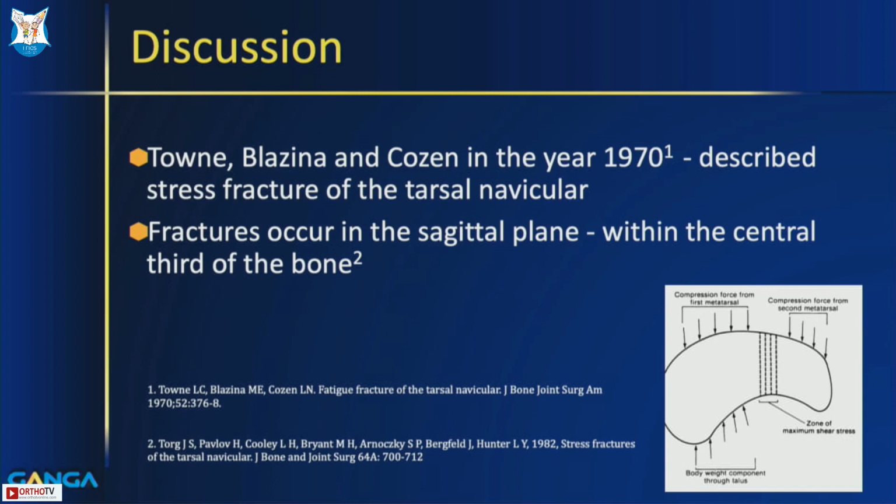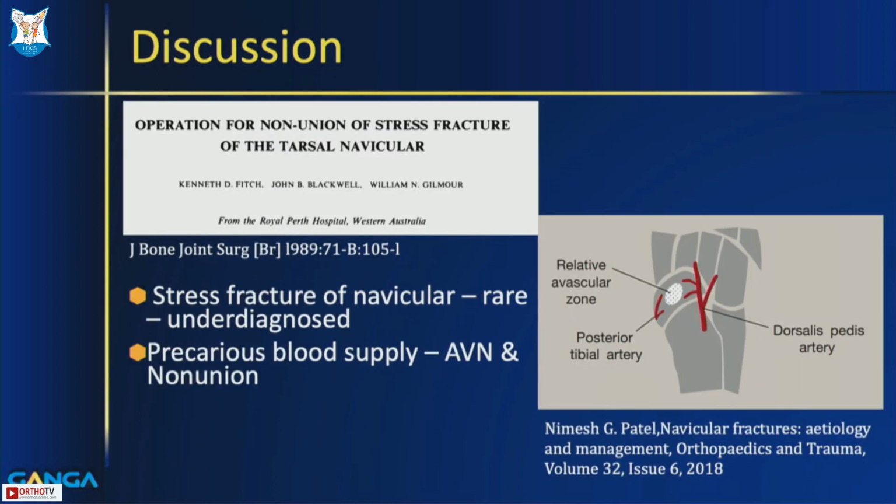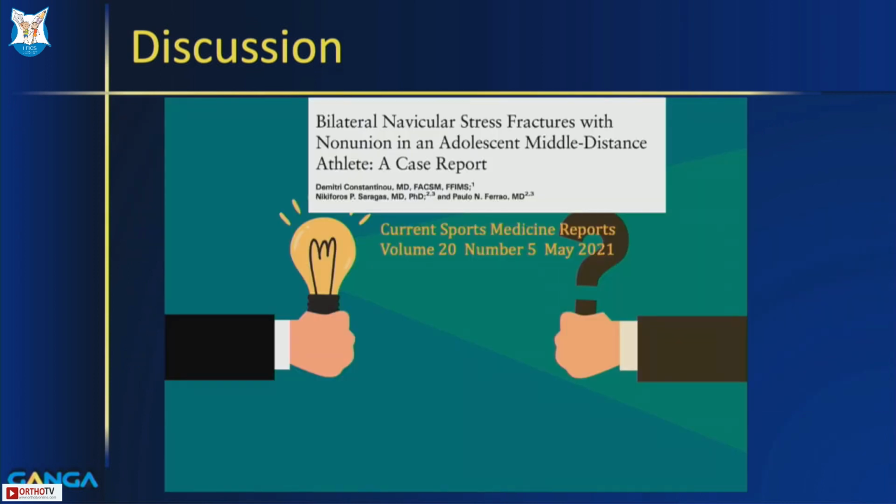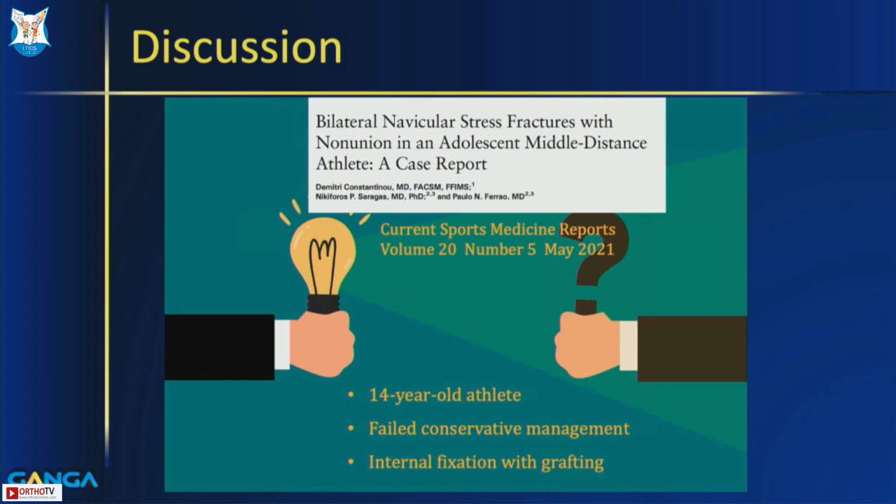Coming to the discussion part, it was initially described in 1970 as a stress fracture of the tarsal navicular. Fractures usually occur in the sagittal plane, and the central part of the navicular is relatively avascular, and because of repeated stress, it usually goes into non-union. We also found that only one case has been reported in the literature with navicular stress fractures presenting with non-unions. Non-unions are quite common in adults, but in children it is quite rare.